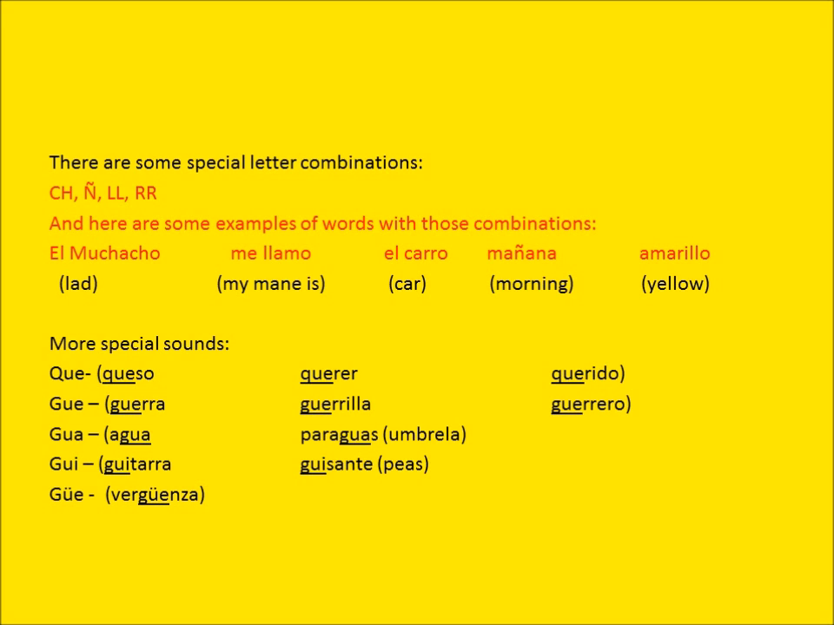Then the gua sound, you have agua. Yeah, the Spanish people have that accent that it's hard to mimic. Agua, paraguas, which is umbrella. Again, the two words are agua, paraguas. And then the G sound is guitarra. And then the other one is guisante. Again, guitarra, guisante.